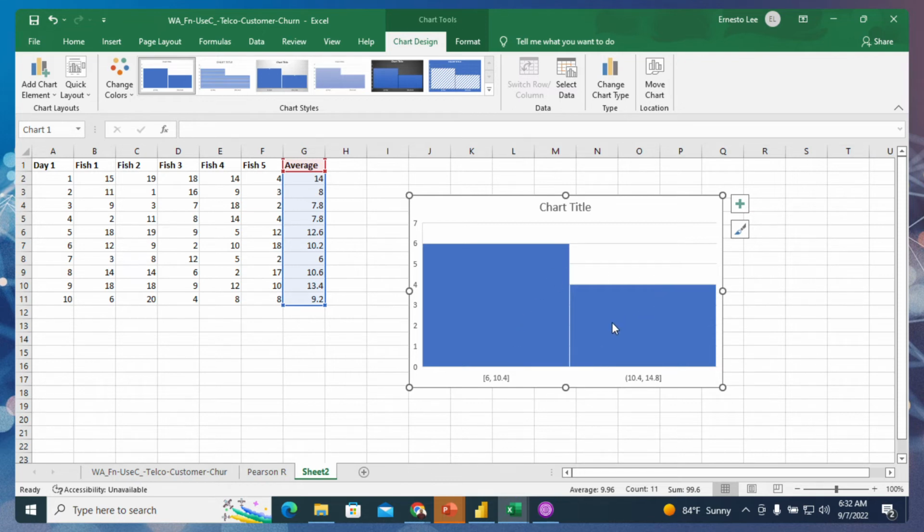So fish between, it looks like 6 inches and 10.4 inches, that's about how many were in that range. And between 10.4 and 14.8, that's how many fish were in that range. Okay. So these are the 10 values that we had. This was the average 6 times, and this was the average 4 times. Okay, just the average. All right, so there's not much information there.